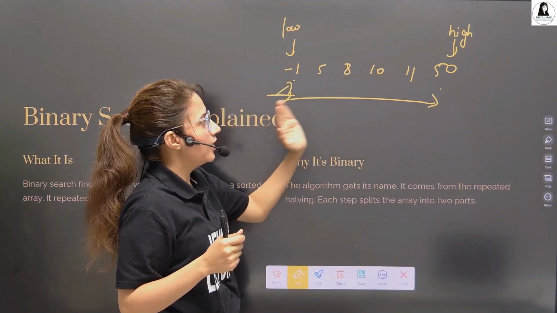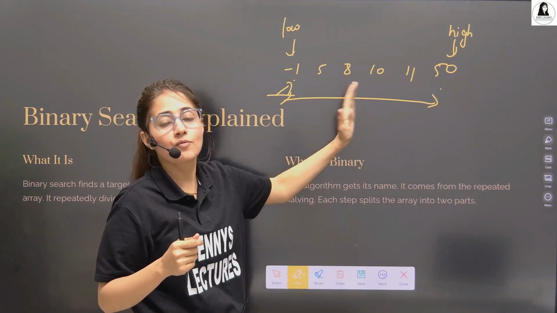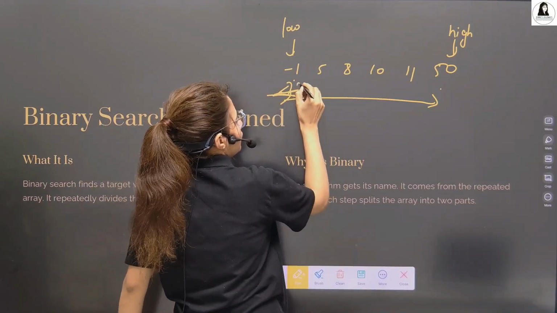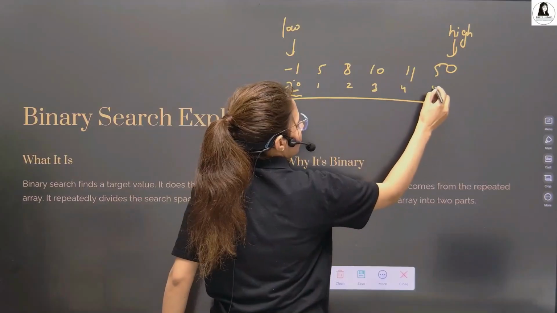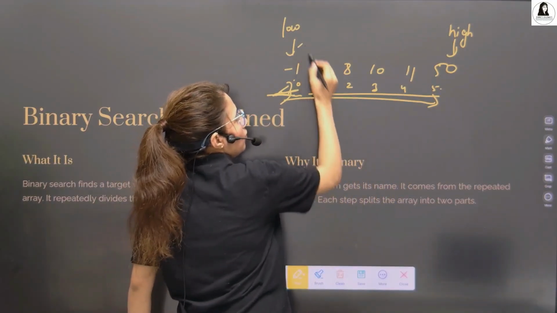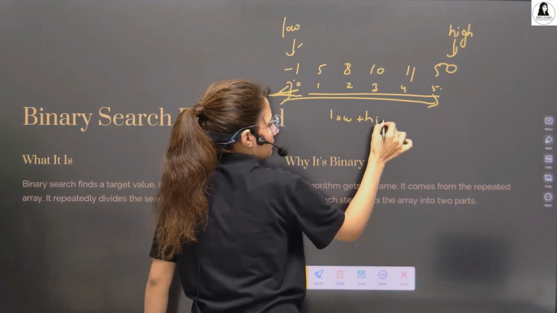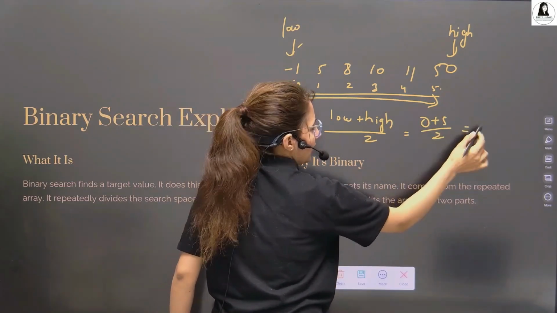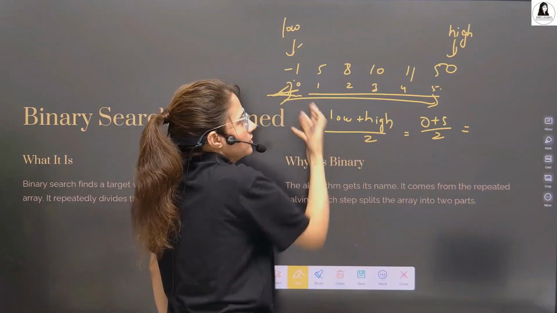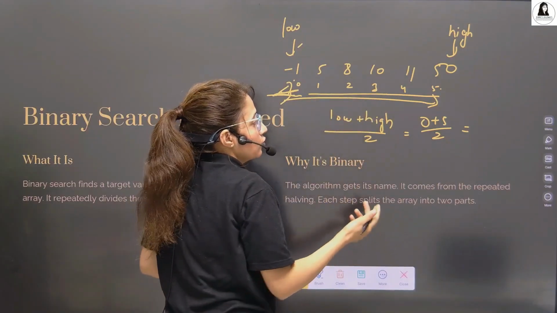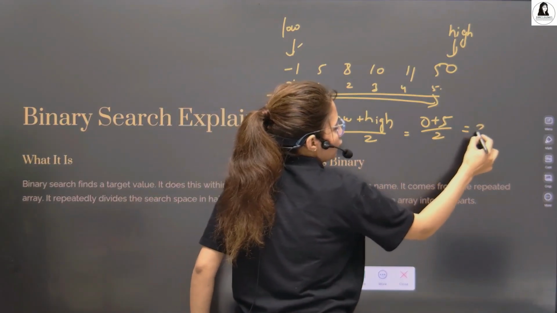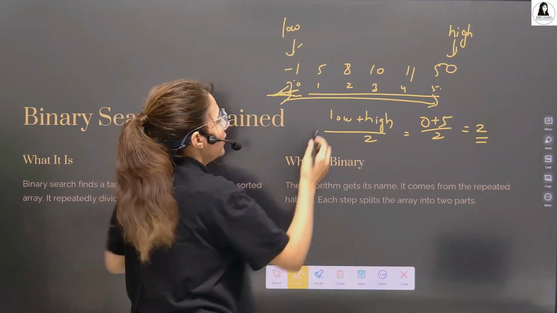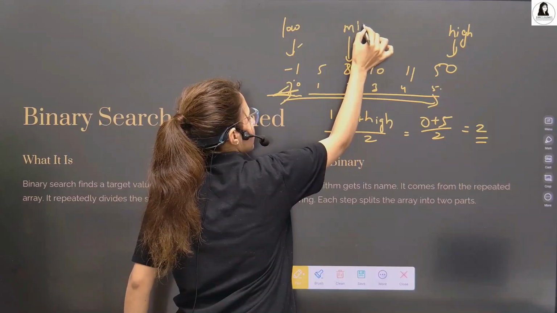Now, first calculate the mid of this array. How to calculate mid? The indices are 0, 1, 2, 3, 4, 5. Low plus high divided by 2 would be mid. So 0 plus 5 divided by 2. We take int, not double, because an index is definitely an int. So mid would be 5 divided by 2, that is 2.5, but we take int, so it's 2. Now mid is here.